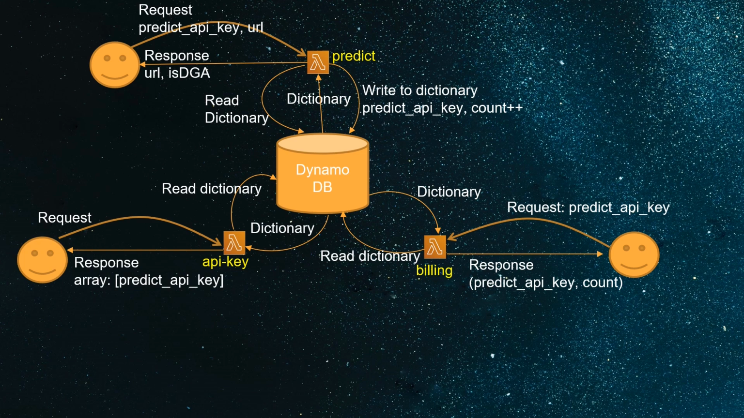The second billing API endpoint is billing. User sends a request to the billing endpoint with the predict API key. The Lambda reads the dictionary from DynamoDB, and from the dictionary, reads the count for the given predict API key and returns the pair of predict API key and count.